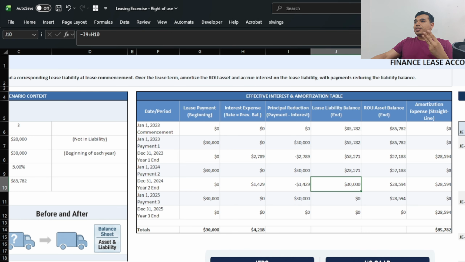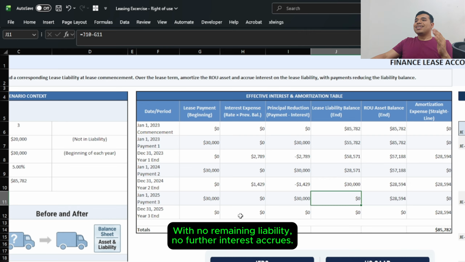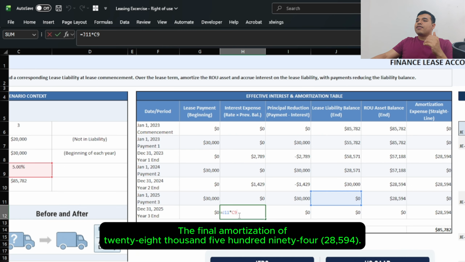The final payment of $30,000 is made. $30,000 minus $30,000 equals 0. With no remaining liability, no further interest accrues. The final amortization of $28,594 brings the asset to 0. At the end of the lease, both balances are fully reduced.